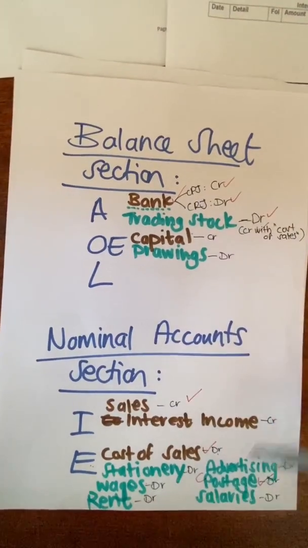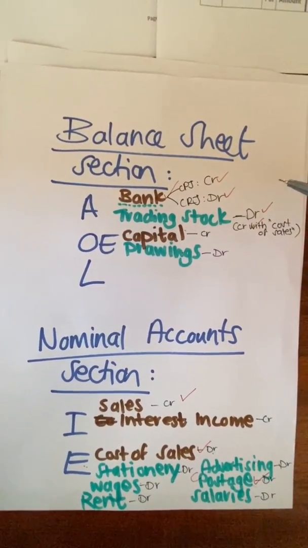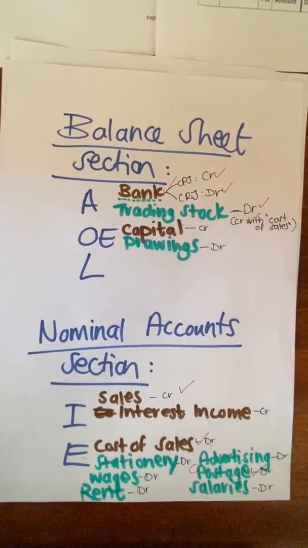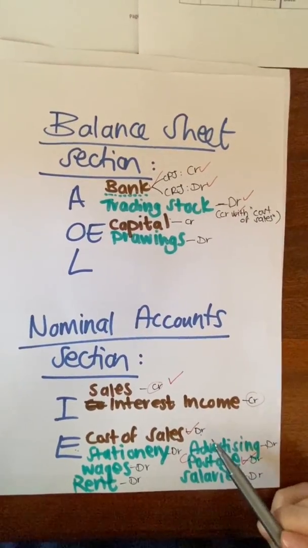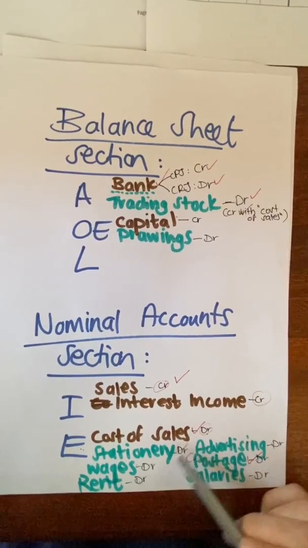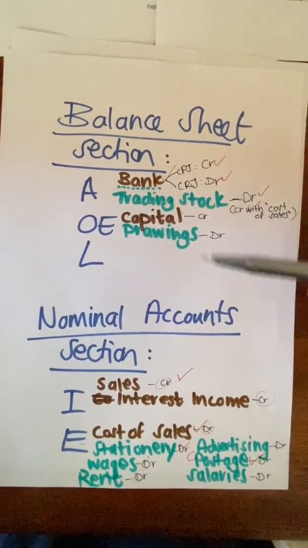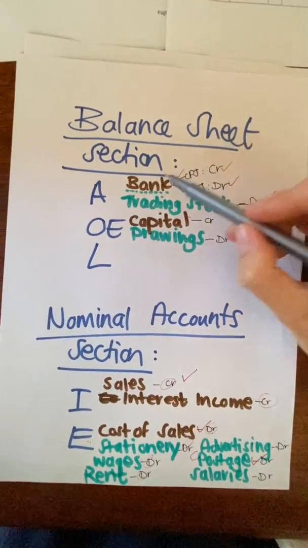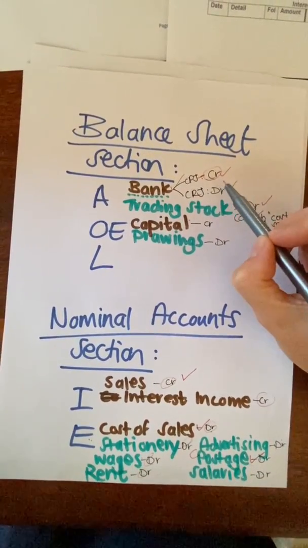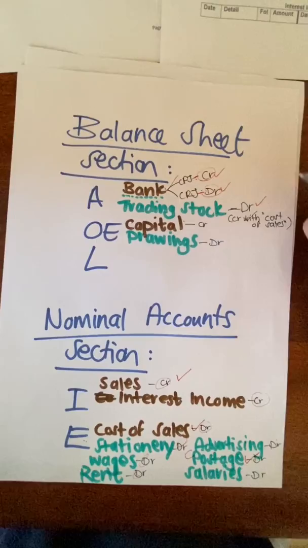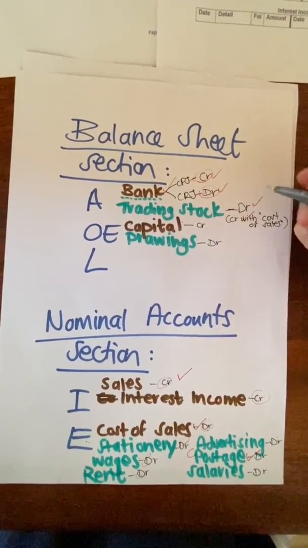Now, I hope you've seen here that there's a standard format. All of your income accounts are credited. All of your expense accounts are debited. Up here in the balance sheet section, your bank account is credited with the information from the cash payments journal and is debited with the information from the cash receipts journal.